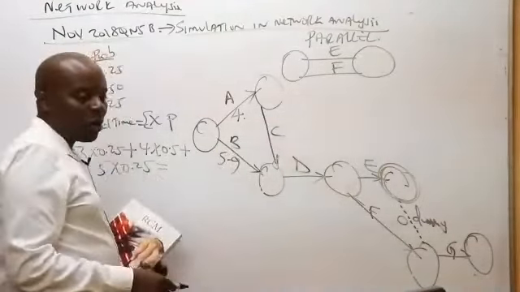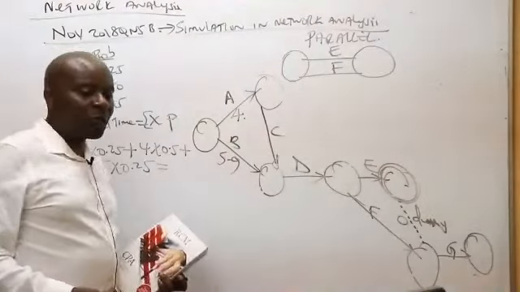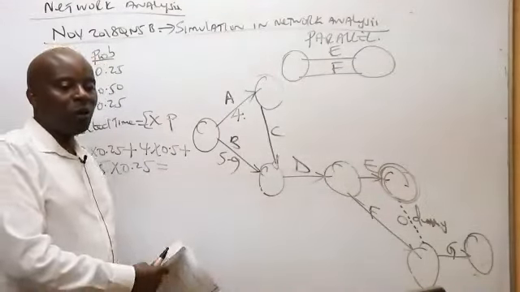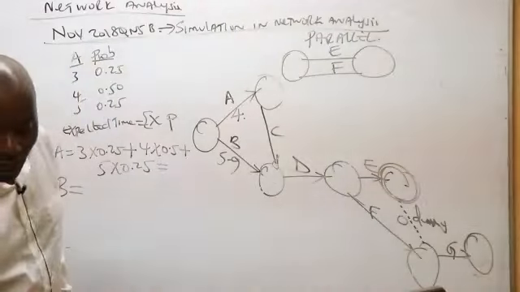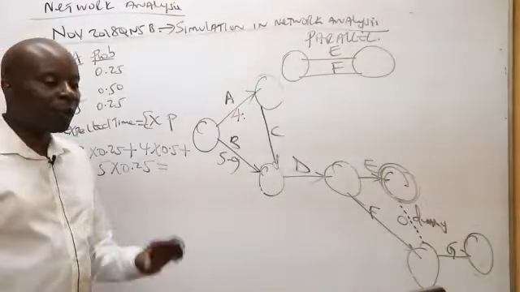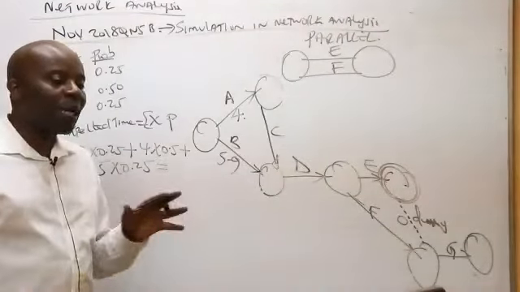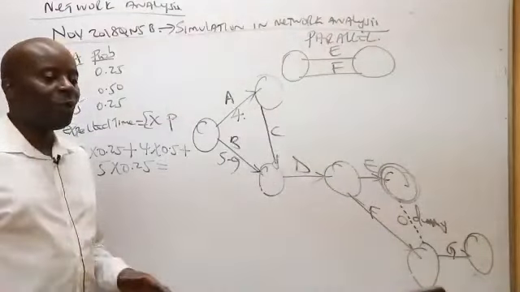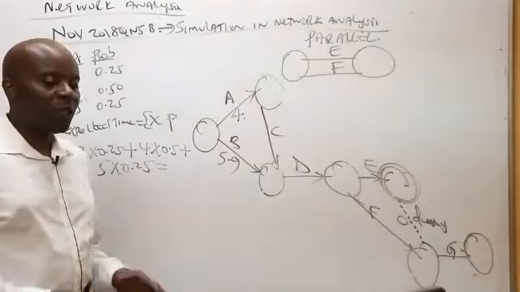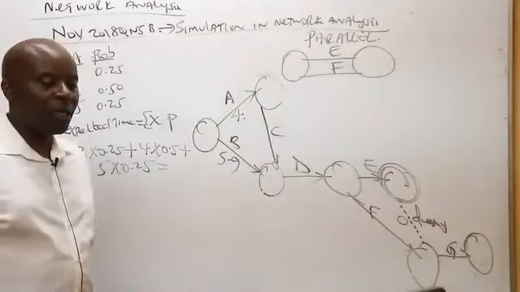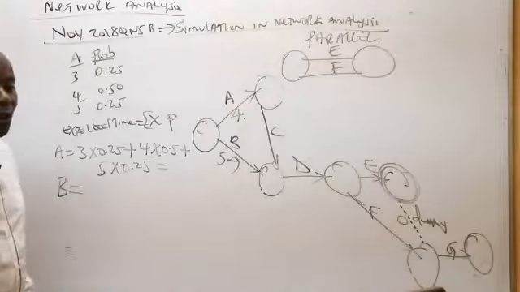How about C? So long as you can see the values there with the probabilities, you multiply and then you add them up. You keep on adding them up. So for C, is there anybody who has an answer?